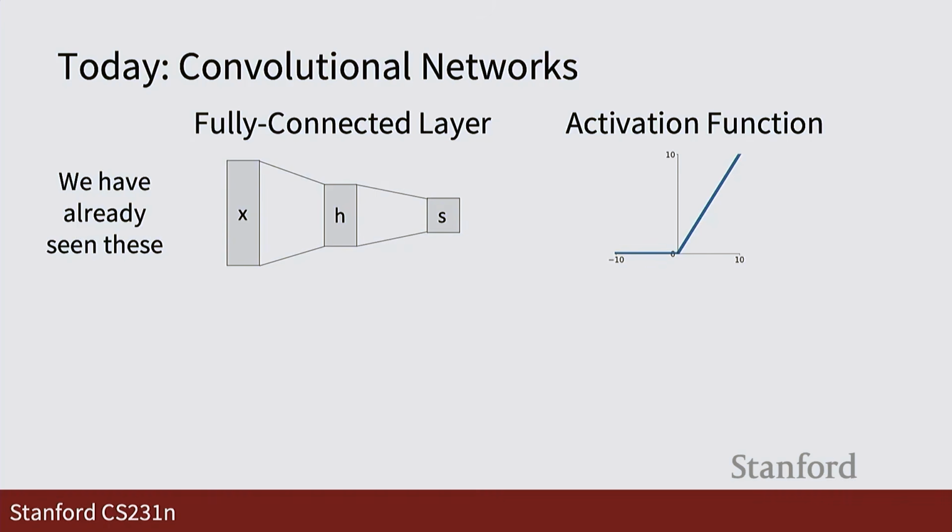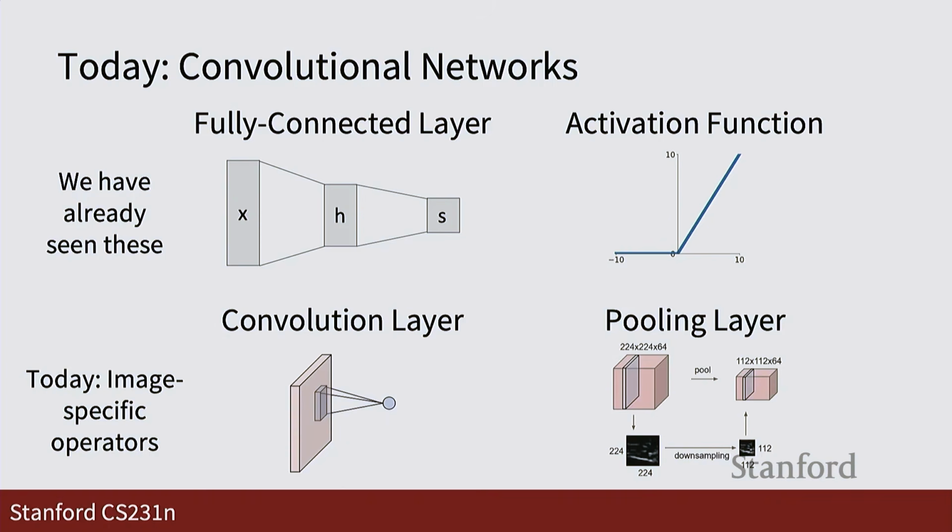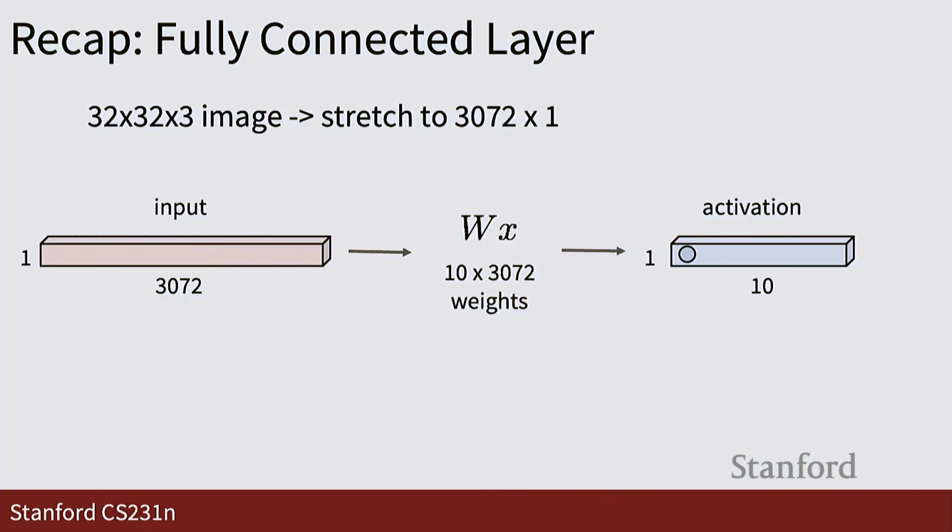So then basically, the rest of today, we're going to talk more about convolutional networks. We said that a convolutional network is just a computational graph for processing images that's built from a couple different primitives. We've already met the fully connected layer and the activation function, so we basically need to walk through these two more layers, the convolution layer and the pooling layer. Quick recap of the fully connected layer.